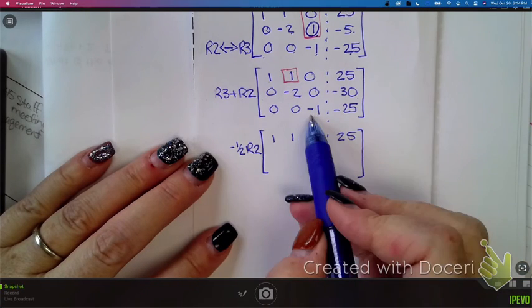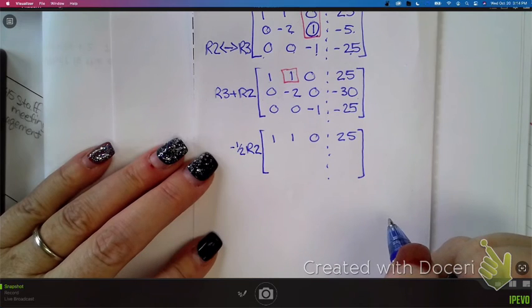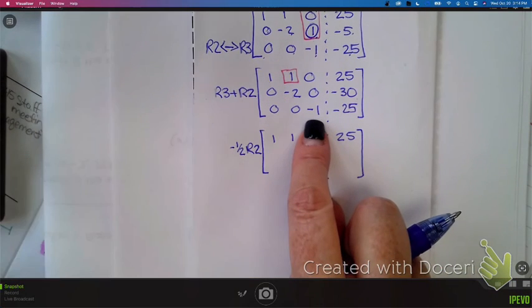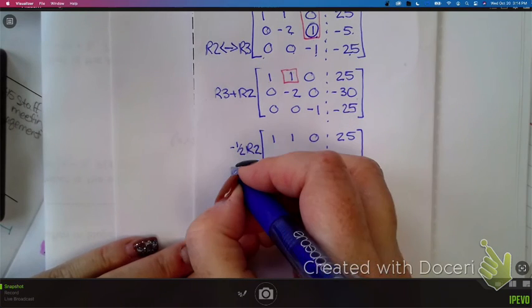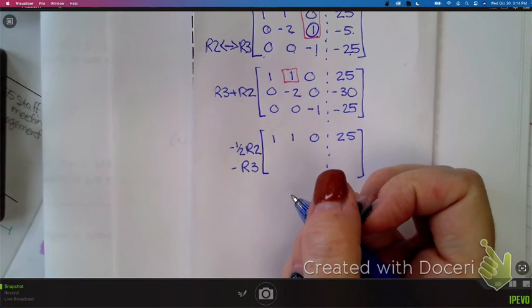Okay, now I'm also going to take care of my bottom row. What do I need to multiply it by? -1. Just needs to be a positive, doesn't it? Right, like the 1 has to be positive. So -1 R3, so negative R3. You can put 1 there if you want. I just don't like to add any extras.